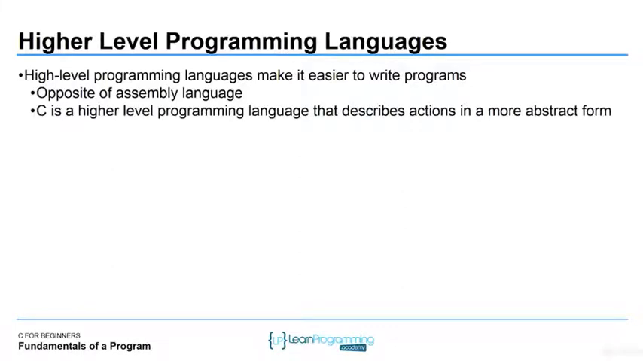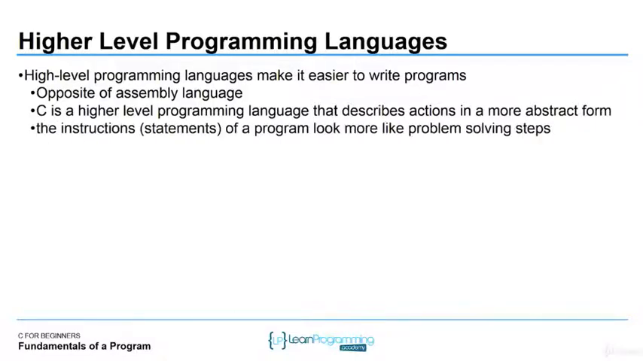So higher level programming languages are the opposite of an assembly language. It's a much higher level. An example is C. C is a higher level programming language. It describes the actions that the program is going to perform in a much more abstract way. You don't have to memorize the instructions on the CPU. You just understand the language itself, and you solve problems through these algorithms. It looks much more like the English language. It's much easier to understand.